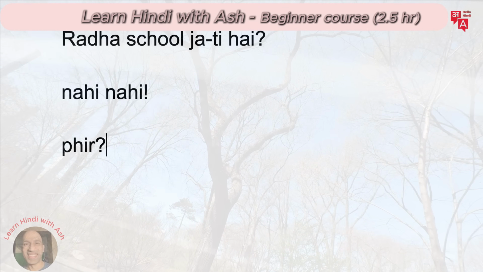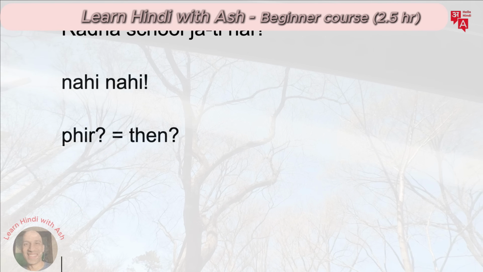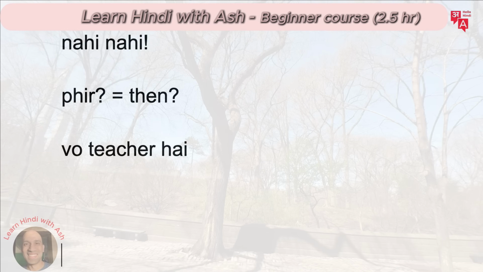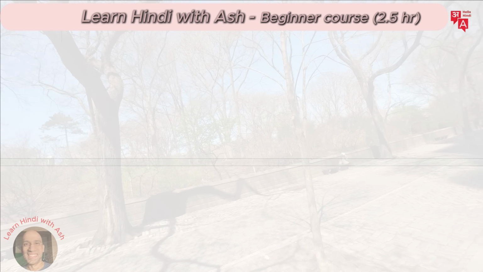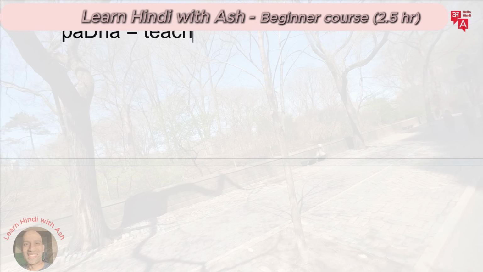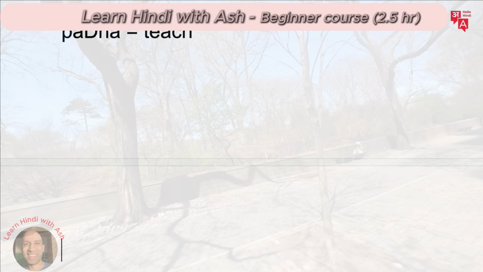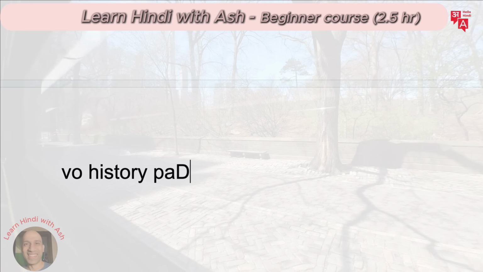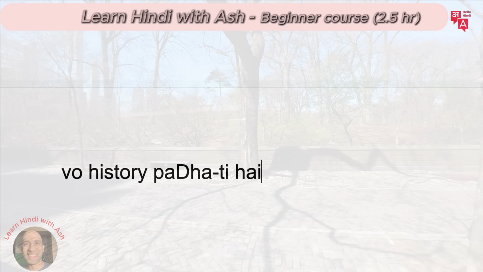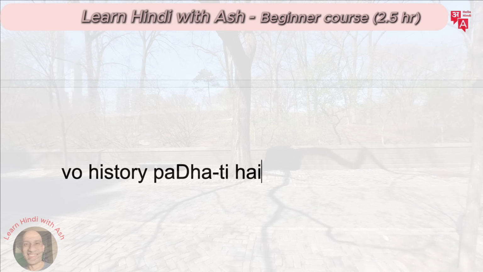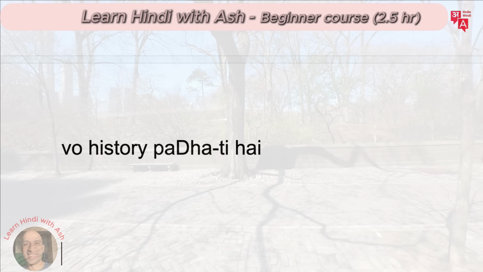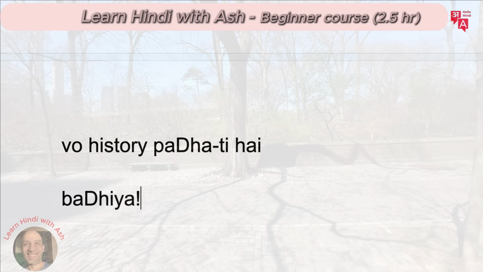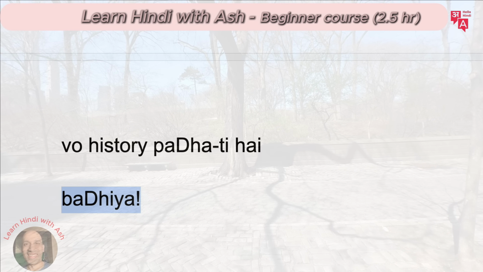Then you ask, oh, she doesn't go to the office, she doesn't go to school. Then, phir means then, right? Then you say, she's a teacher. How can you say that? Wo teacher hai. Right? She teaches history. Now the word for teach is padhat. So this is a new word for us. Again, it's in the memorizers, in the flashcards. You can practice it. So how can you say that? Wo history padhati hai. She teaches history. So she goes to school, she goes to college, and she teaches history. And then you can respond always with an expression that's badhiya. That's awesome. That's excellent. So badhiya is a word that tells you it's excellent.